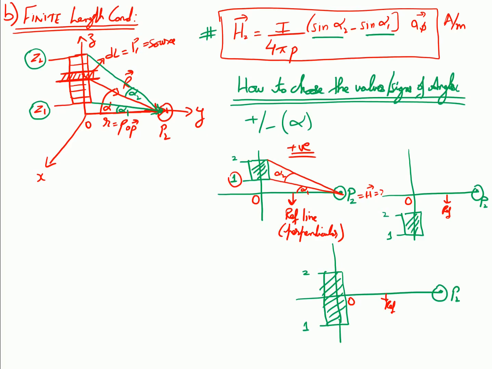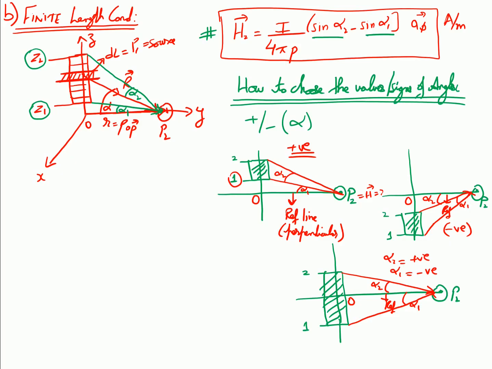Similarly, we draw the points from 1 and 2. So we can say that this is alpha 1 and this is alpha 2. Since both the angles are below the reference line, we will have negative signs for the angles. And for the last case, one angle is below the reference line. This is alpha 1 and this is alpha 2. So here alpha 2 will have a positive sign and alpha 1 will have a negative sign.